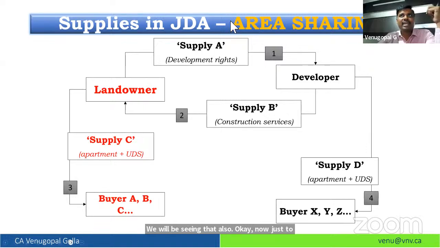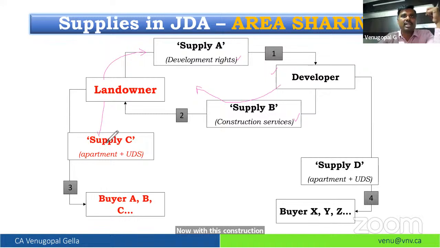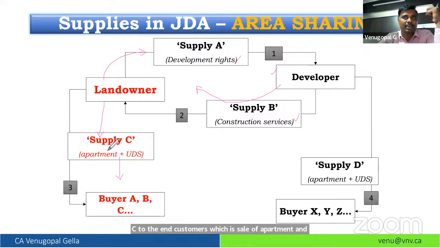In the last session, when we had an area sharing, we clearly said the first supply is the landowner giving a supply called development right to the developer. By virtue of this supply, the developer is giving back to the landowner a supply called construction services. Now, with this construction services which the landowner is receiving, the landowner is making a further supply called supply C to the end customers, which is the sale of apartment and UDS. What was given was a development right, what he got was apartment.